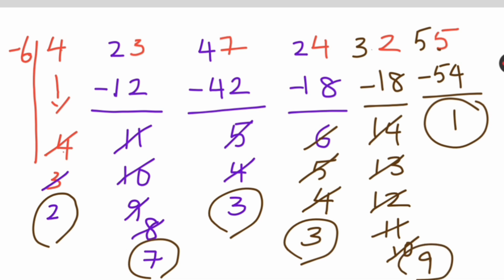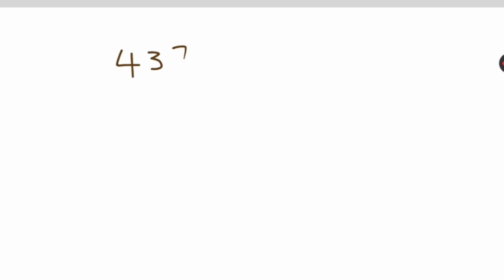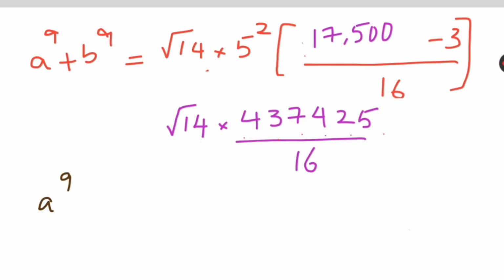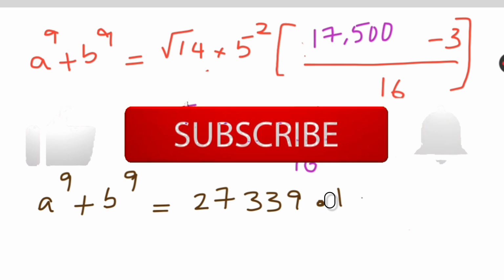That means when you divide 437,425 by 16, we are going to get 27339 as your quotient, and the remainder is 1. So a raised to the power of 9 plus b raised to the power of 9, the value is 27339, and remainder 1 is nothing but 0.1 times root 14.